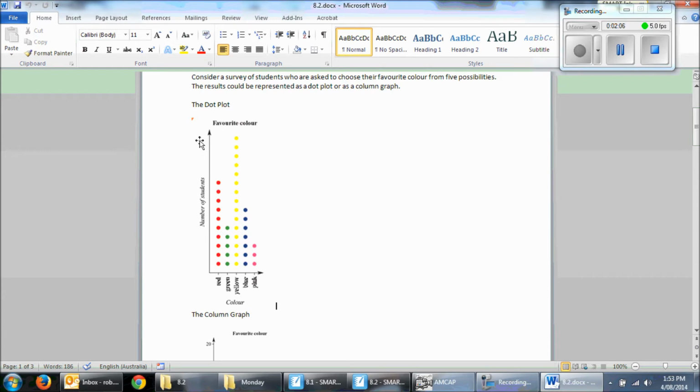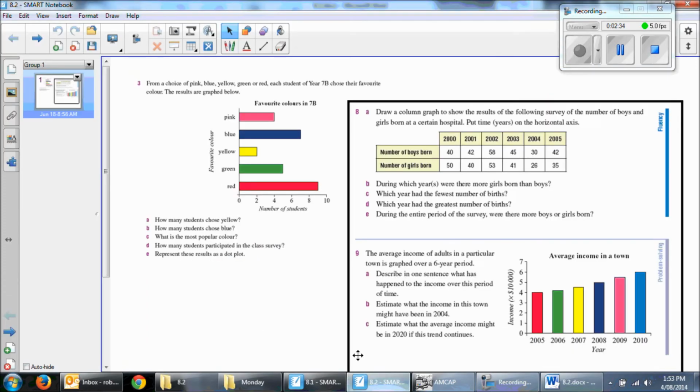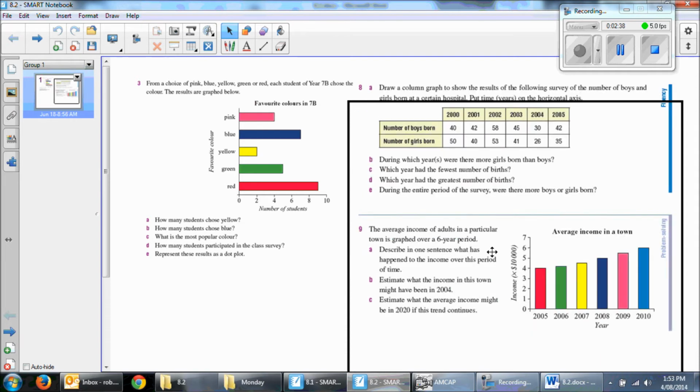It's got number of students going up and the color along the bottom, and then each dot represents 1 student. Okay, so every one of those dots represents 1 student. So in our case, red would have a grouping of 9 dots going up in its column, and then yellow obviously would only have 2, because in our survey only 2 people liked yellow. So have a go at the dot plot by yourself, and we'll come back to our questions. And let's have a look at question 9.